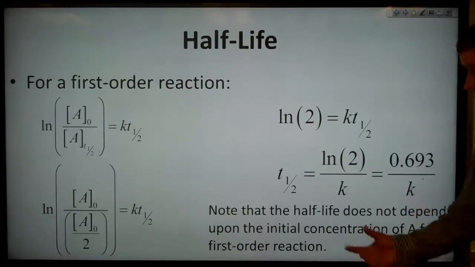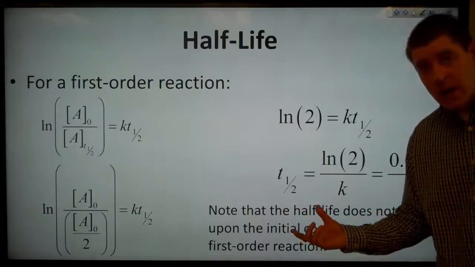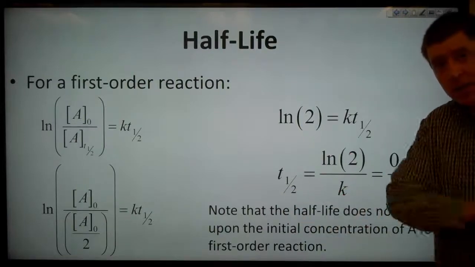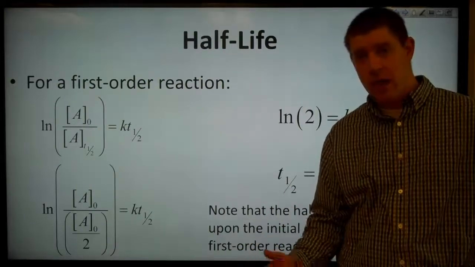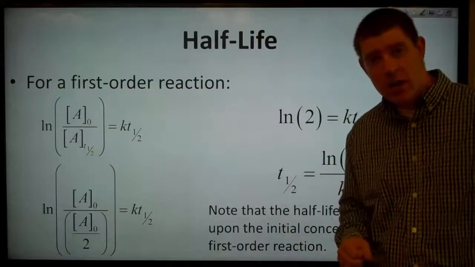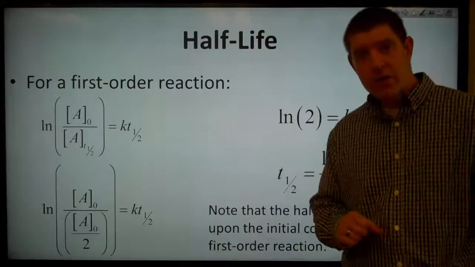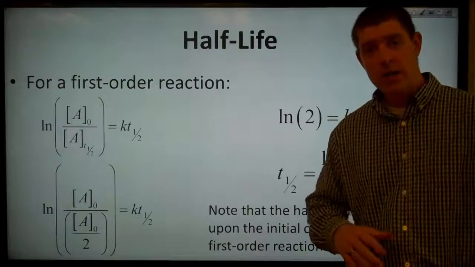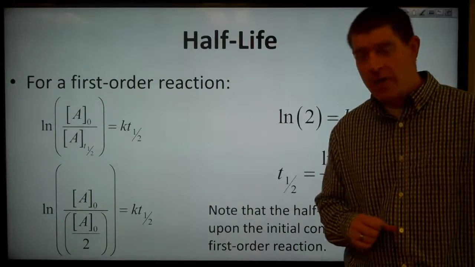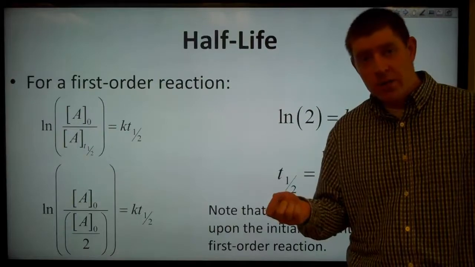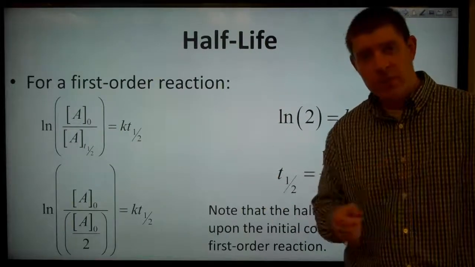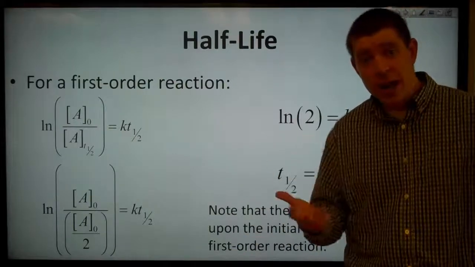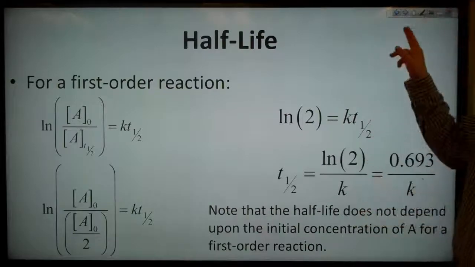So this means that for a first-order reaction, if we know the value of k, we can figure out what the half-life is, and it doesn't matter how much you start with initially. At that half-life, let's say it's 1 minute, after 1 minute you have half as much around. After another minute, you have half as much of that around, and after another minute, you have half as much of that around. So every minute, you have half as much. After the first minute, you have half as much of what you started. After the second minute, you have a quarter as much. After the third minute, you have 1/8 as much as what you started with, and so on.